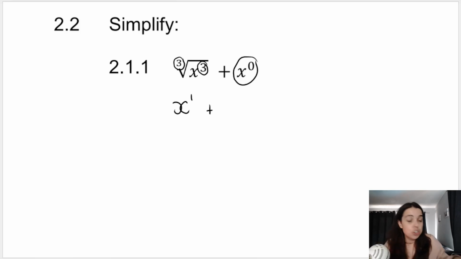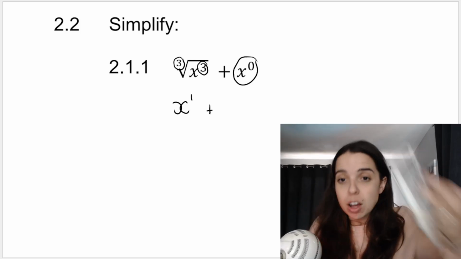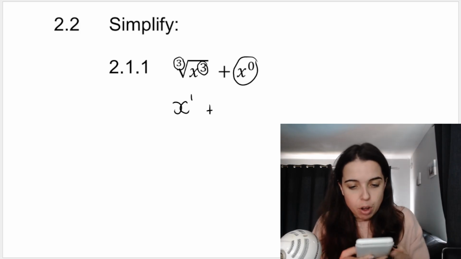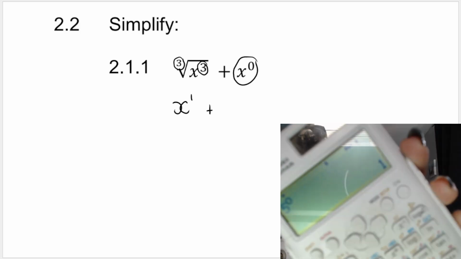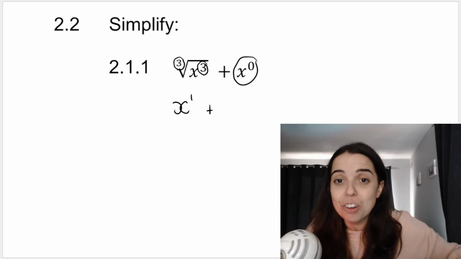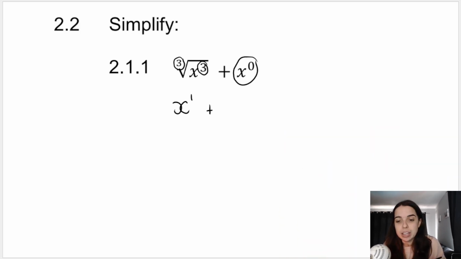Now, this is something that you just need to know. Anything to the power of 0 is equal to 1. If you take your calculator, and you can do this at home, and type in 5 to the power of 0, you're going to get 1. If you type in 1 million to the power of 0, you're going to get 1. So essentially, my answer there is 1. And x plus 1 is just x plus 1. We can't add those. They're not like terms.